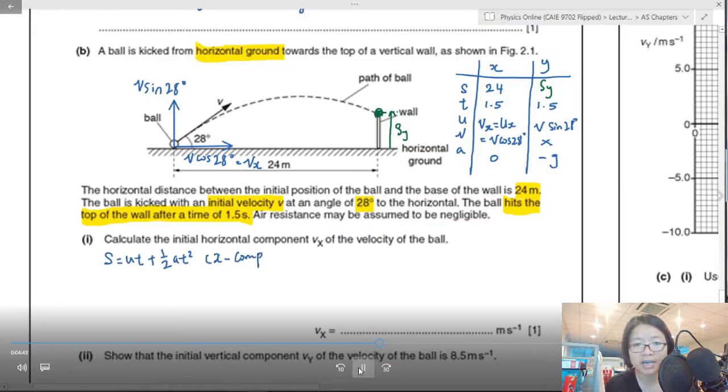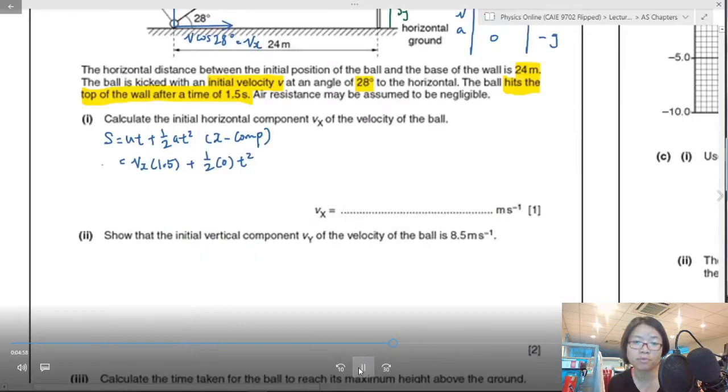To find Vx, I can use S equals Ut plus half At squared, specifically for the X component. Here, your S is 24, you're looking for Vx, and your time is 1.5 seconds. Since your acceleration is 0, the last term will cancel out. So you will get, in the end, Vx is 16 meters per second. Okay? Show that the initial vertical component Vy is 8.5.